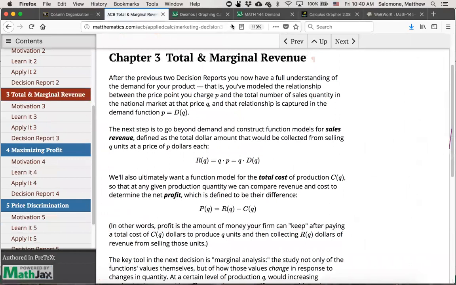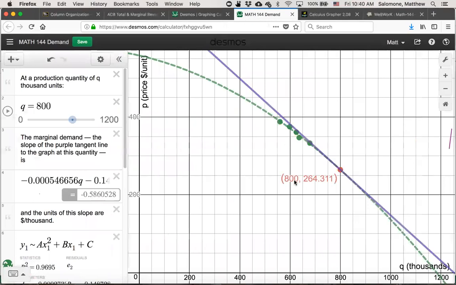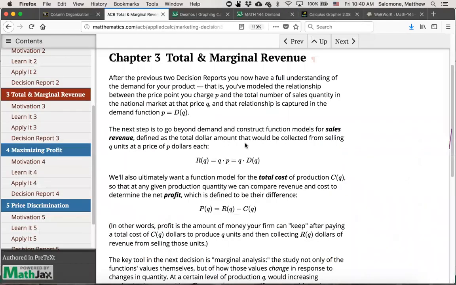So if I, for example, am going to sell 800,000 units of my product at a unit price of $264.31, my sales revenue is my total amount of money that I collect from that sale. And that's going to be, by definition, equal to the price per unit multiplied by the total number of units that we sell. So revenue is nothing more than price multiplied by quantity. Well, what does that mean for the project?